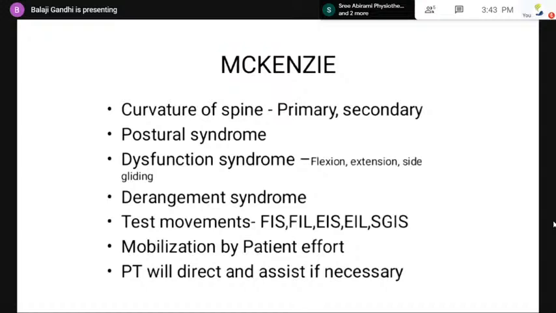McKenzie deals with all the spine problems. McKenzie described three syndromes: one is the postural syndrome, the second is the dysfunction syndrome, and the third is the derangement syndrome.